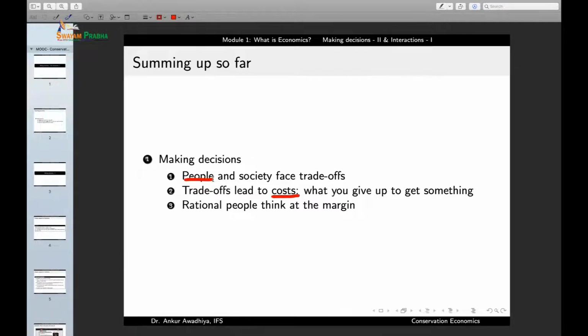Now, because of these trade-offs, we have costs. And costs are defined as what you give up to get something. So, what is the cost of, say, ice cream? If you are getting a big tub of ice cream for 100 rupees, you can say that the cost of ice cream is 100 rupees. But this cost can also be in terms of, say, time, it can be in terms of effort, it can be in terms of money, it can be in terms of certain other goods.